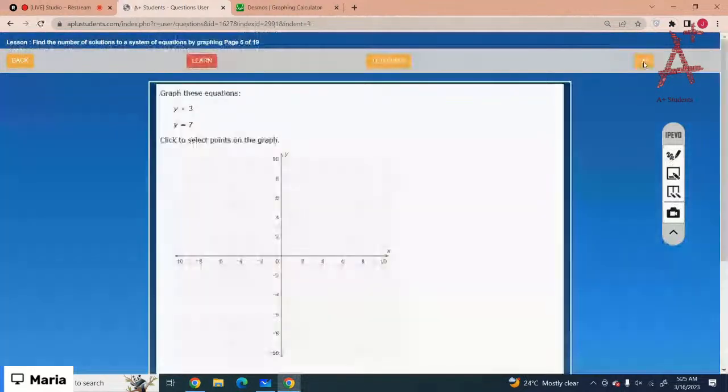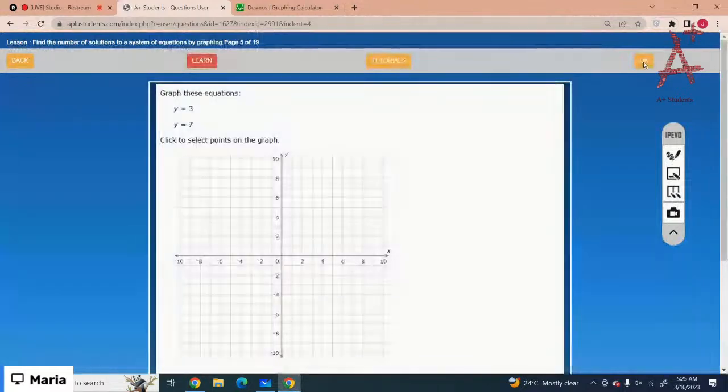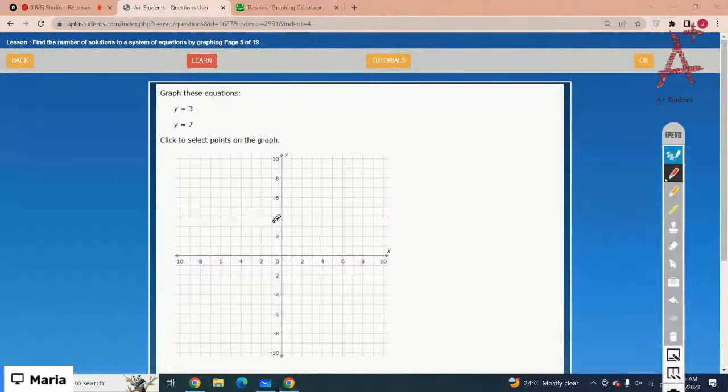Okay, the next one is y equals 3 and y equals 7. Just draw a line at y equals 3 and y equals 7. They are just two parallel lines, no solution. Here is y equals 3, then y equals 7, here is another. Parallel lines never intersect each other, so the system has no solution. Got it?